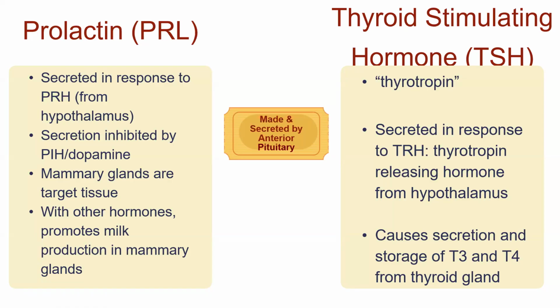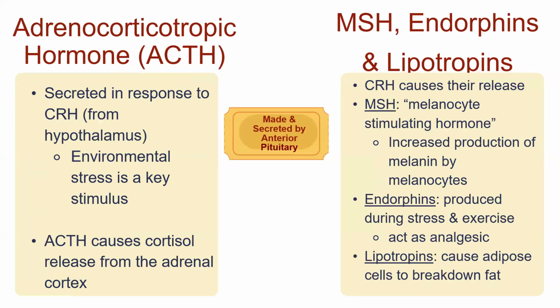Thyroid stimulating hormone can also be called thyrotropin. So remember, our tropic hormones cause the release of a hormone in another gland. So this is another one that's a little straightforward. Thyroid stimulating hormone stimulates the thyroid. Again, we have the releasing hormone coming from the hypothalamus. And so this is going to result in the secretion and storage of T3 and T4 within the thyroid gland. And if you remember from lab, this is going to be specifically from the follicular cells of the thyroid gland. And both of those hormones largely contribute to the regulation of our metabolism.